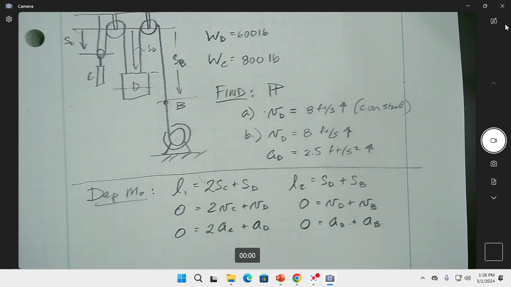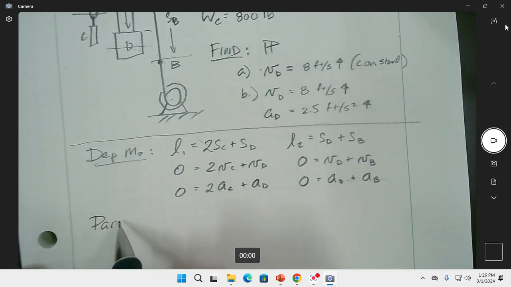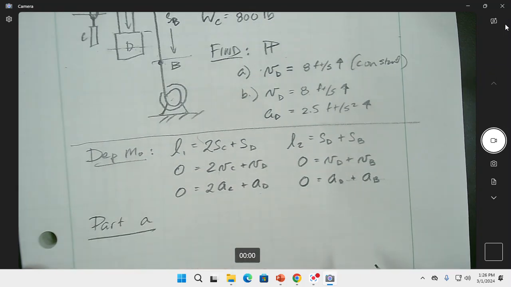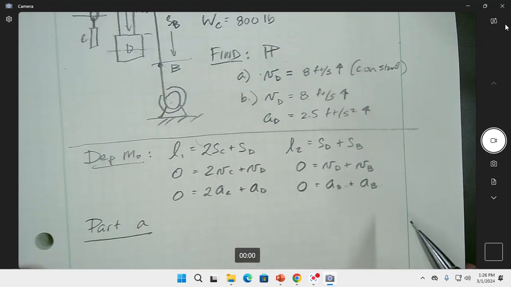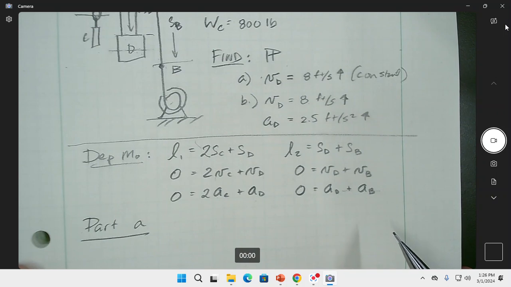because it's constant velocity, we have a statics problem, not a Newton's second law problem. Not a big deal, but we want to find the tension in this rope. We don't know the tension in the rope, so let's find it. So this part A is still going to have power. It's still a power problem. There's just no acceleration, so it's not a Newton's second law problem.